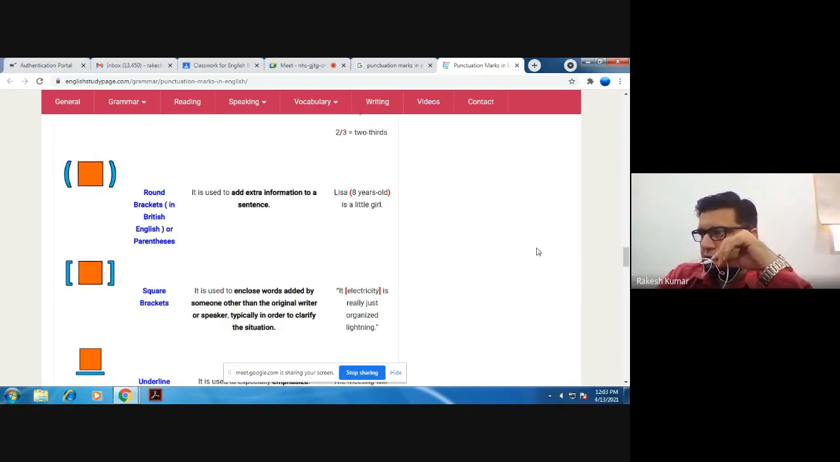Then we were discussing brackets. One is the round bracket. Round bracket is used to describe more information. An example is, Lisa is a little girl. So it's a complete sentence, but in brackets we wrote 8 years old. So what does it mean? It means that we try to give extra information. We can write 3 years old, 2 years old, 5 years old.